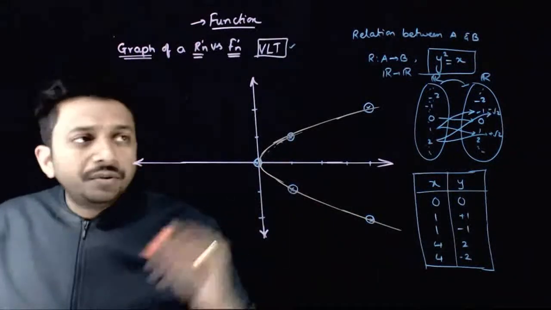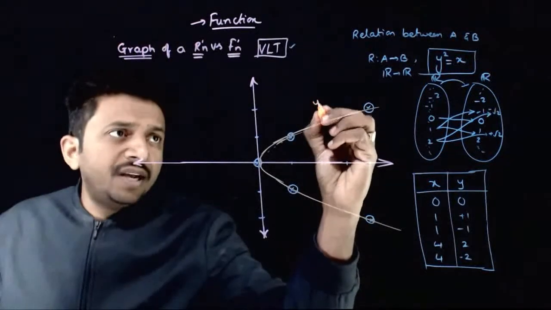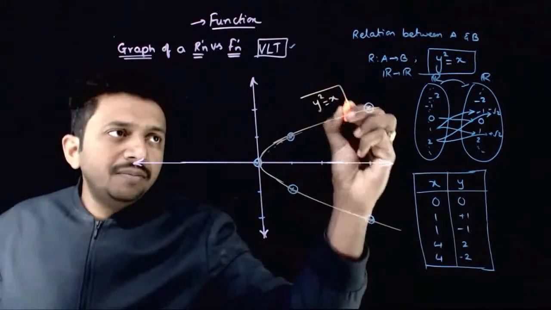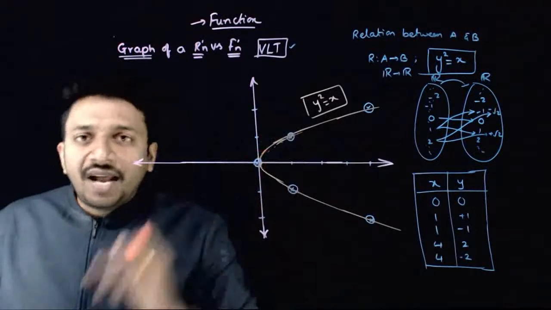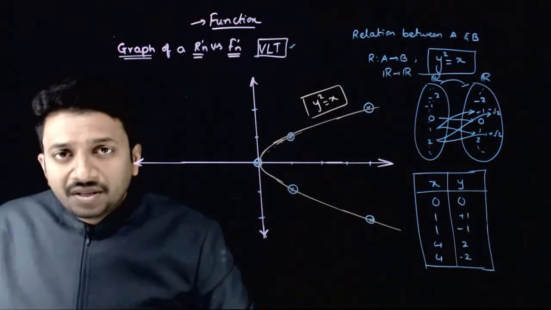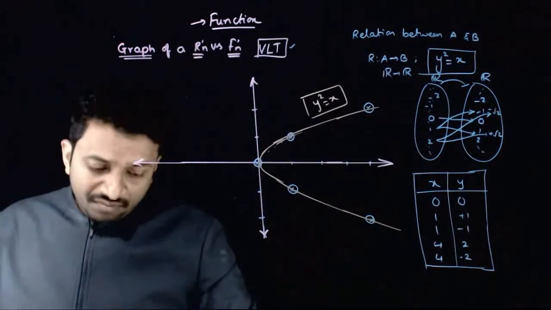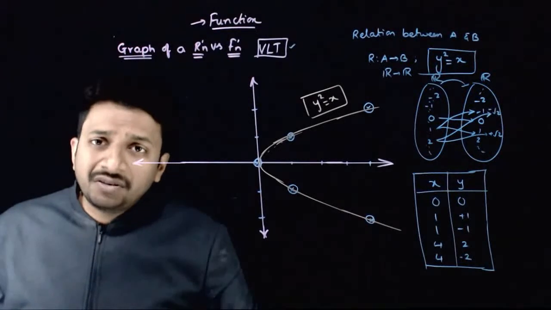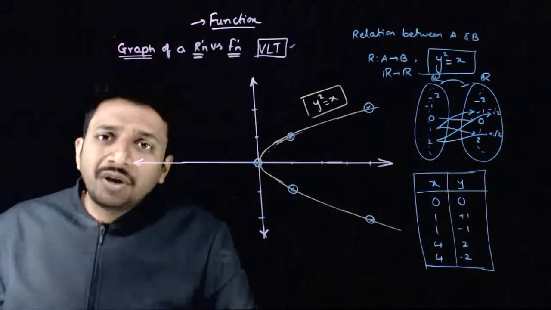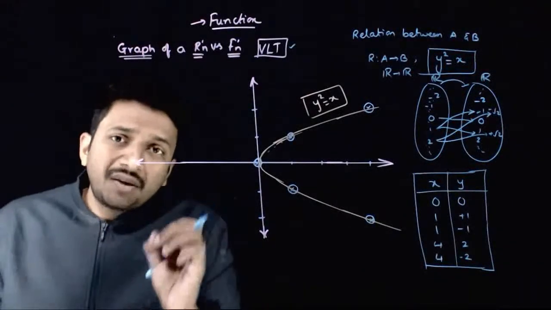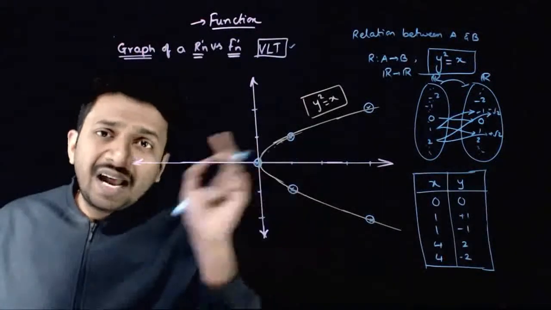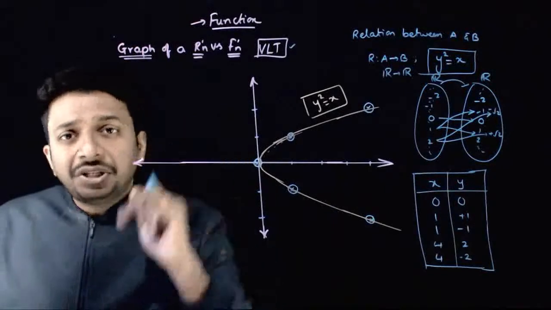So this gives you the graph of the relation y square is equal to x. So this is the graph of this relation. Now every relation, or every function for that matter, has some sort of graphical representation. Now if you want to check whether this graph represents a function or not.